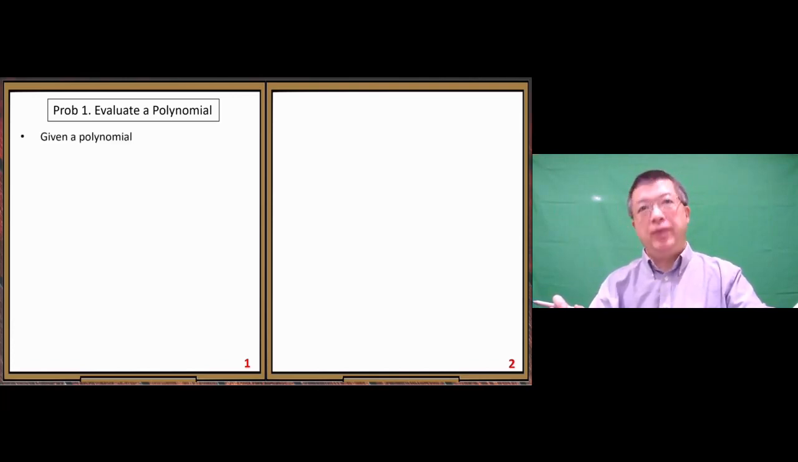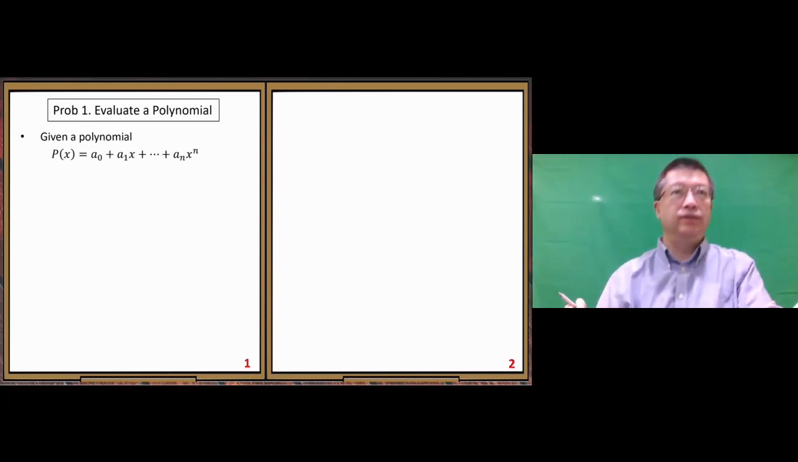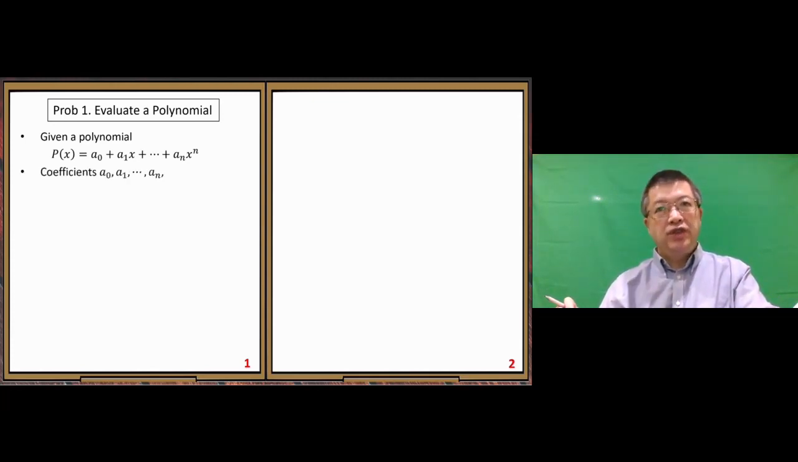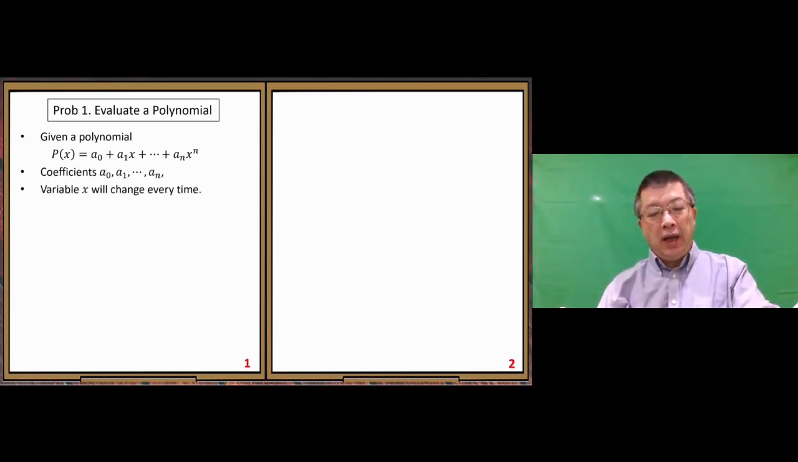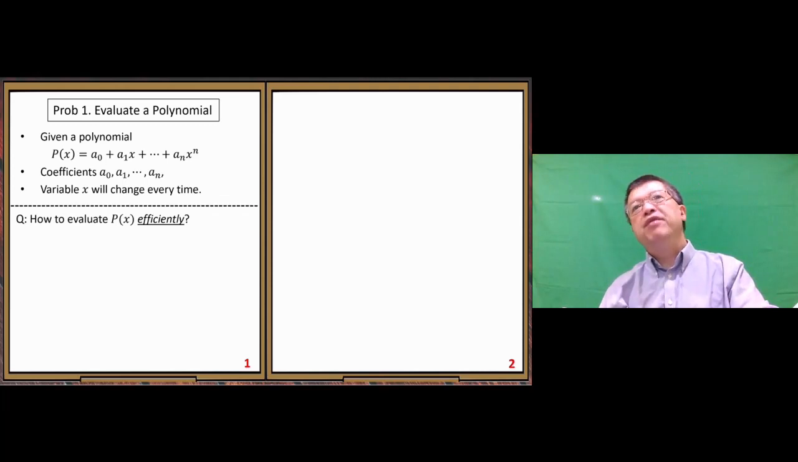Given a polynomial, p of x equals this expression. I think you're familiar with this. Here, the coefficients a0 through an, and x is the variable. The question we need to answer: how to evaluate p of x efficiently. That's the problem.